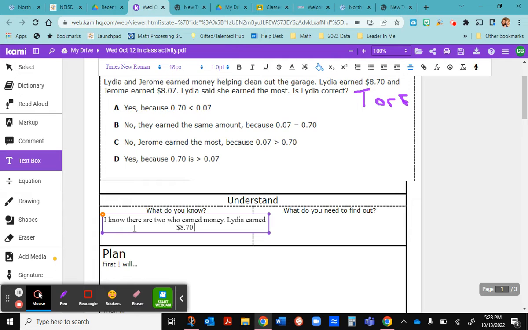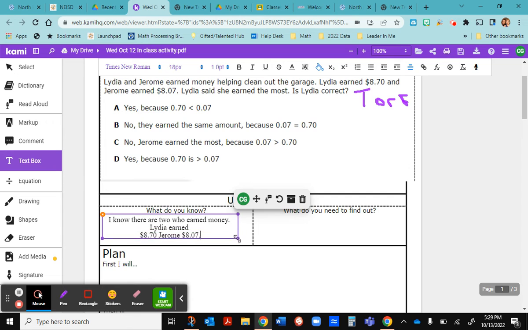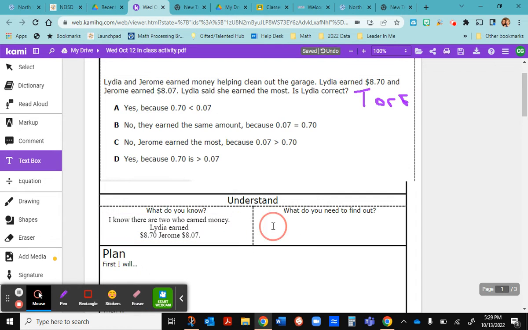Okay, so you have $8.70, and then Jerome earned what? $8.07. So I have $8.07. Okay. And so those are all our facts. Does that look familiar? Isn't this what we do all the time? We do it in class, but is this what you're doing when you're taking a test? This is what you need to do consistently to achieve that mastery level.